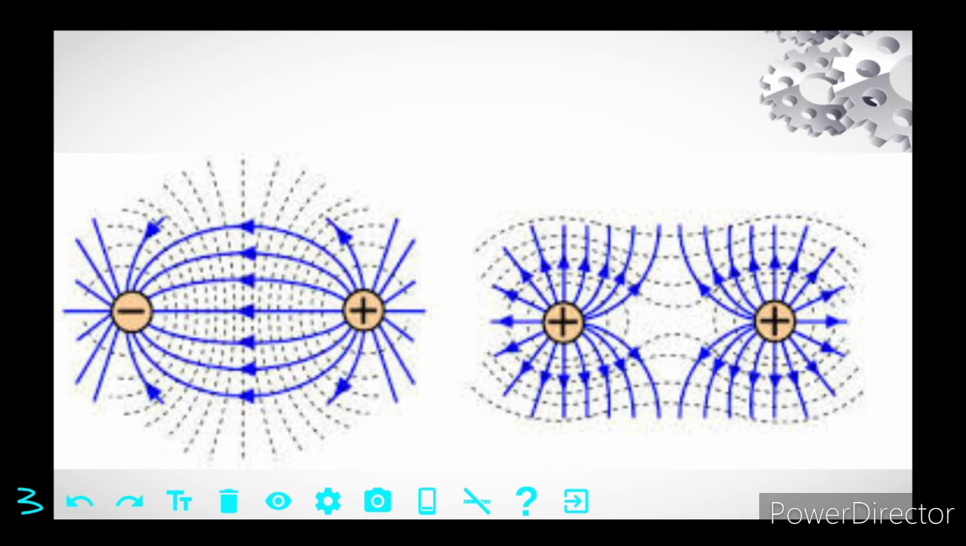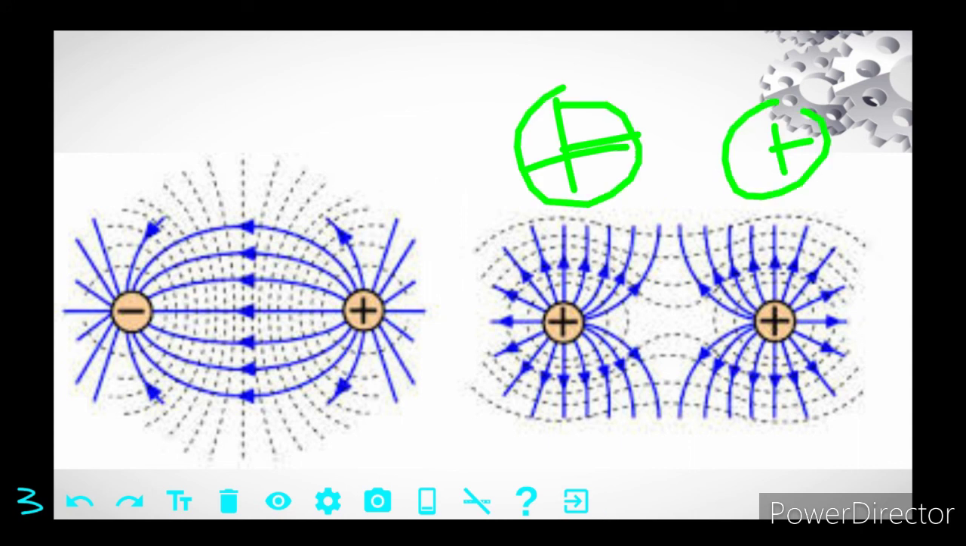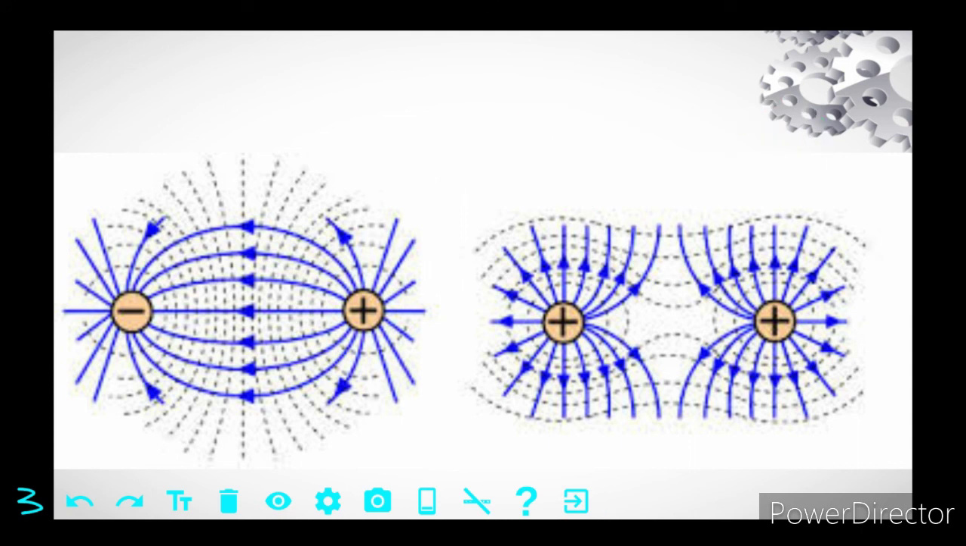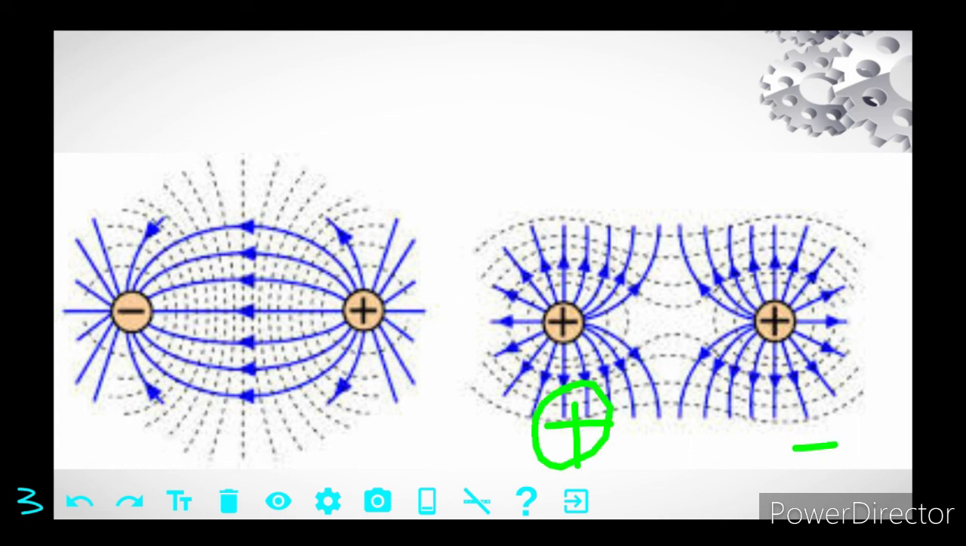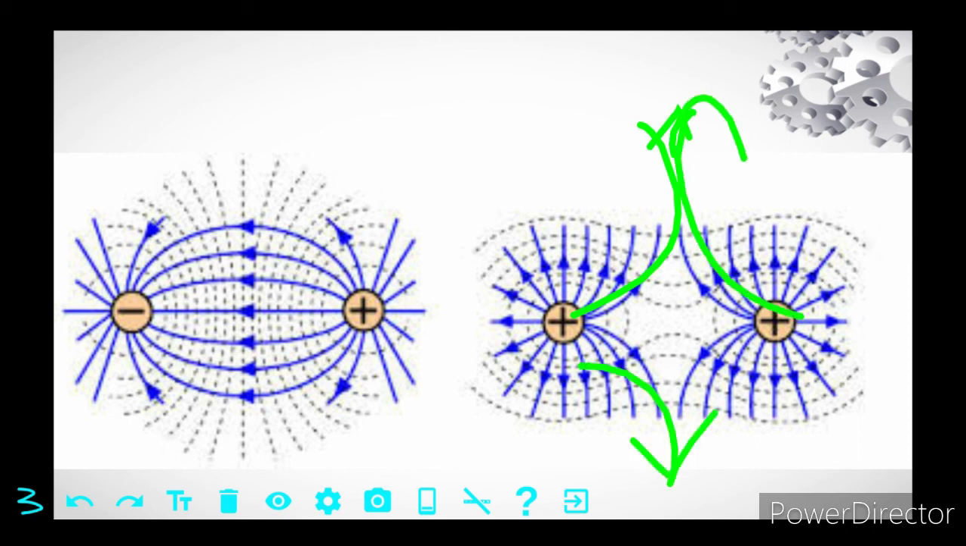In the diagram on the right side, both the charges are of the same nature: this is also positive, and this is also positive. In that case, electric field lines will start from the positive charges and extend towards infinity. When the two charges are positive, the lines will diverge in this manner. So these are very simple cases.